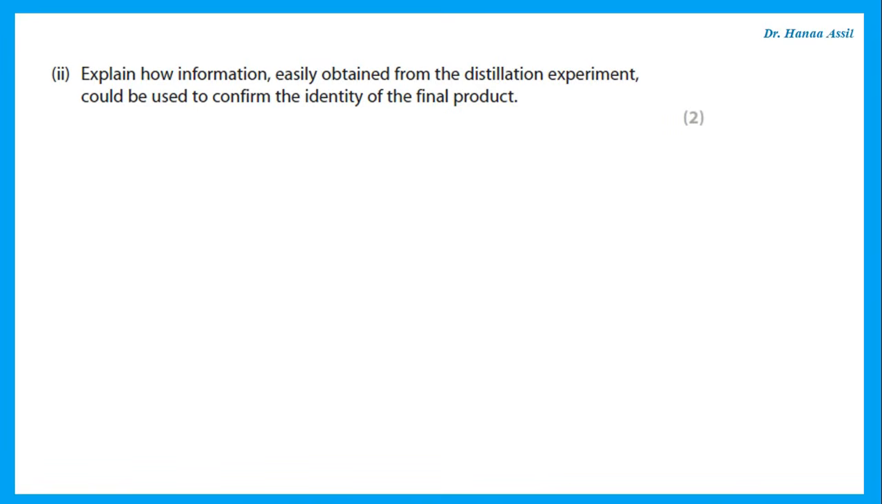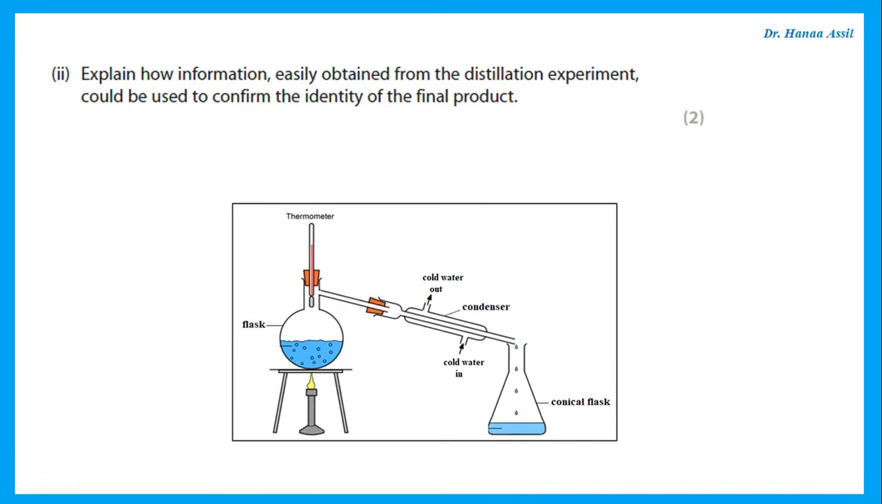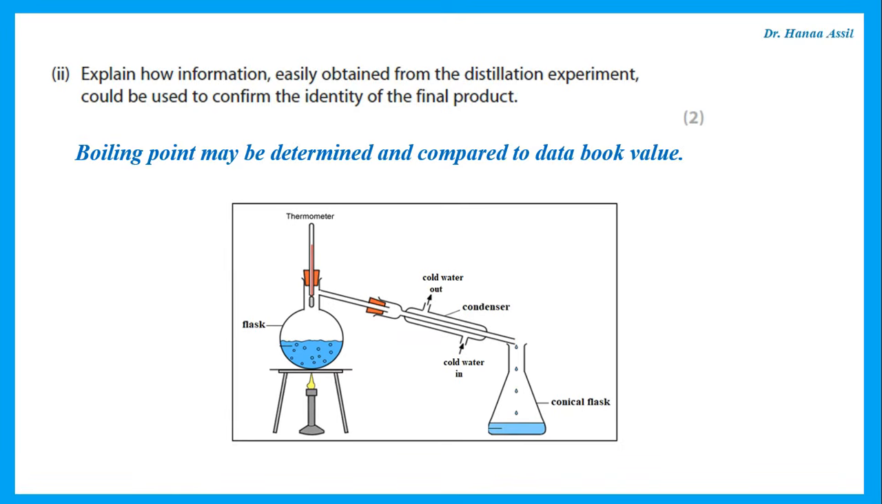Explain how information easily obtained from the distillation experiment could be used to confirm the identity of the final product. So we were distilling our compound. How can we know the identity? Well, look at the thermometer, the boiling point, the temperature at which the liquid is being collected. We can determine it from the thermometer compared to data book value, and this can be used to identify the product that was being collected.